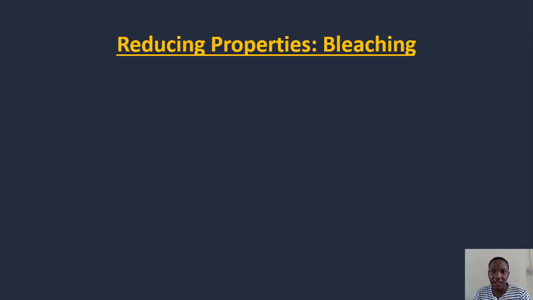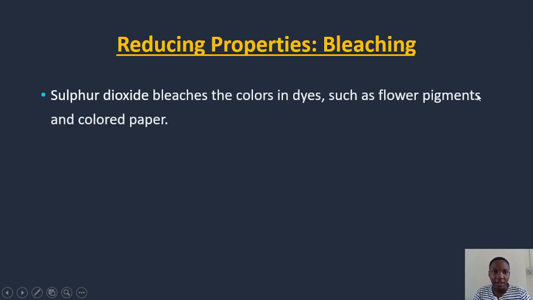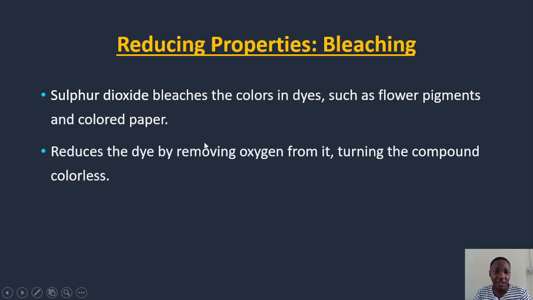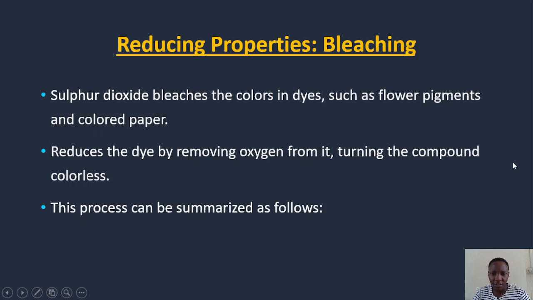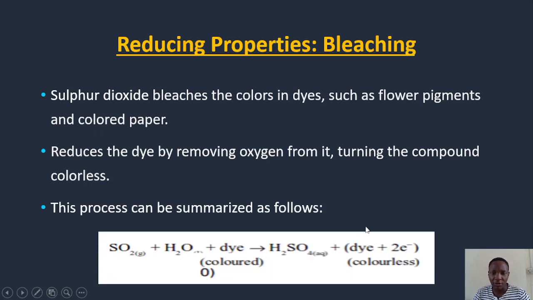We'll start discussing more on these chemical properties, starting with the reducing properties, the first one being the bleaching property. Sulfur dioxide bleaches the colors in dyes such as flower pigments and colored paper. It reduces the dye by removing the oxygen from it, turning the compound colorless. This process can be summarized as follows. Here is how the chemical reaction occurs.